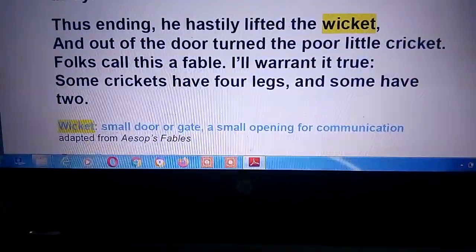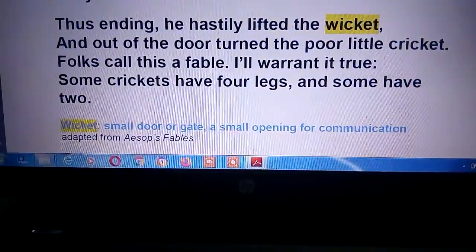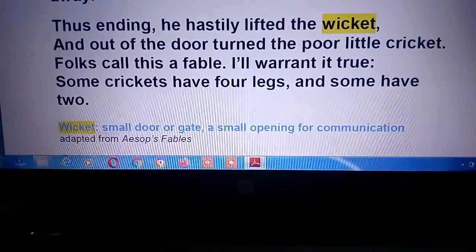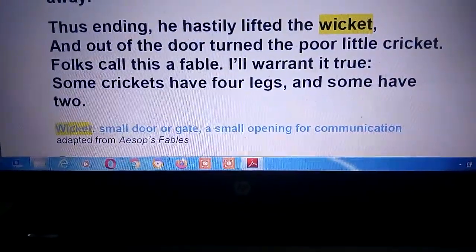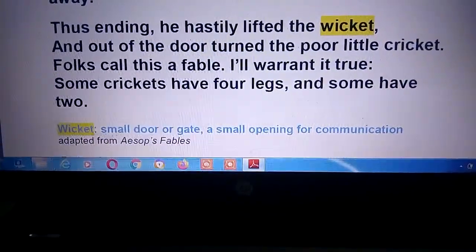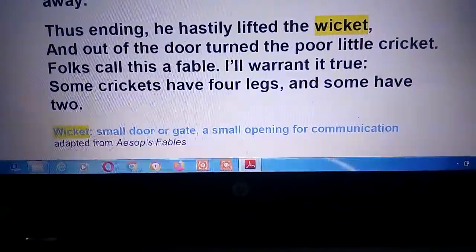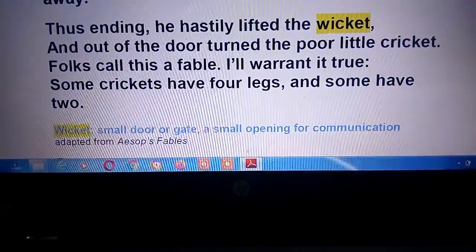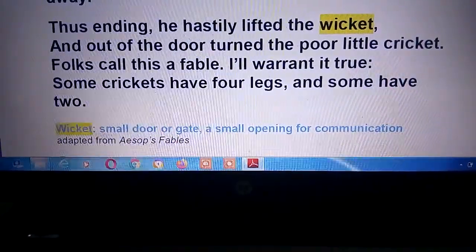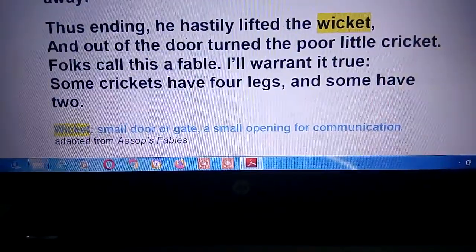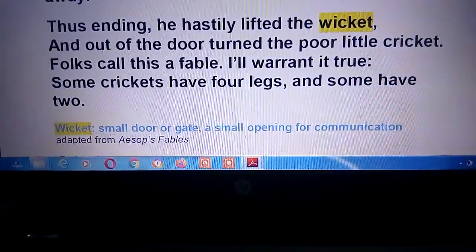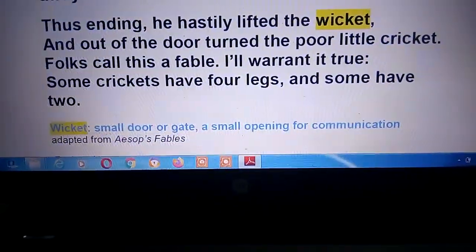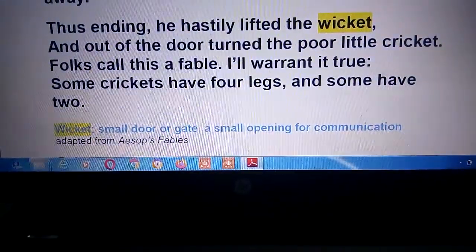So thus ending his speech, his talk, he hastily lifted the wicket. Wicket means the window, the door, or whatever. He opened the door, and out of the door turned the poor little cricket, and he said, now you should move out. I can't share anything with you. So the poor little cricket had to go out.